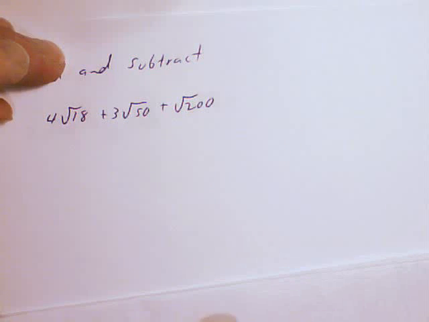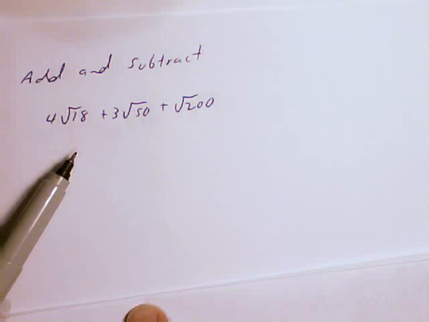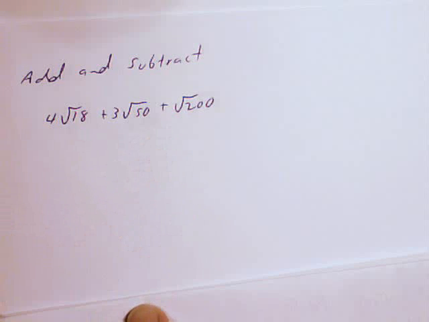Let's do an addition and subtraction. I've got 4 root 18 plus 3 root 50 plus root 200. None of them appear to have a common radical part that I can work with. But let's start off by writing them as the product of numbers that have a perfect square in them.